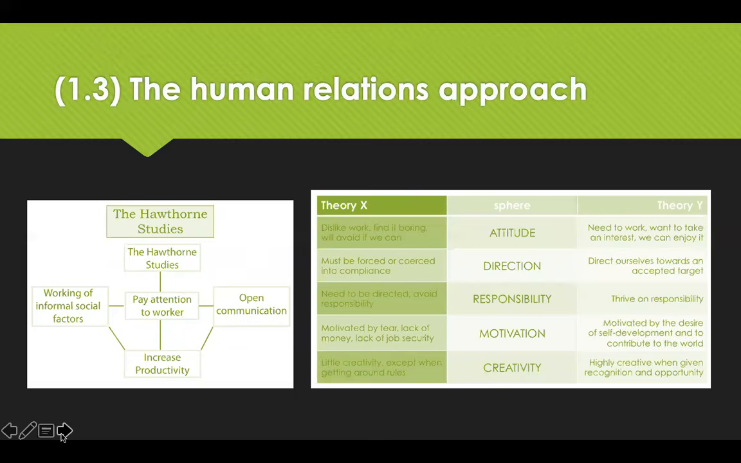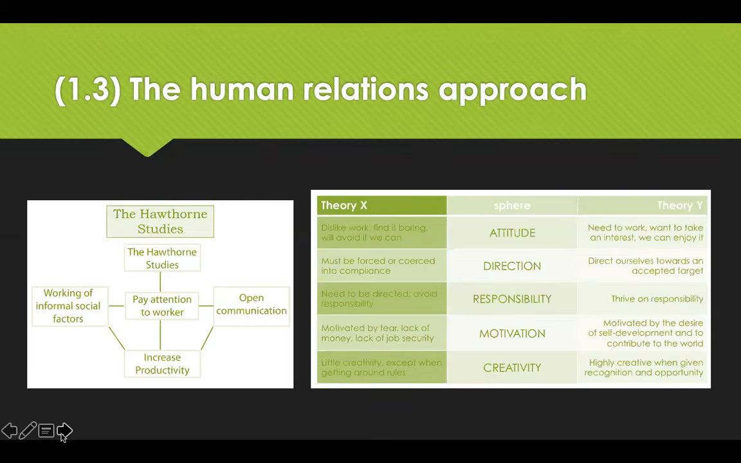The illumination experiments looked at the effects of light intensity, to see whether or not that had an effect on productivity. The results were inconclusive on that one. You then had the relay assembly rooms, which controlled changes to conditions of work, like their hours, their rests and their breaks. And the theory here was that the level of productivity increased.